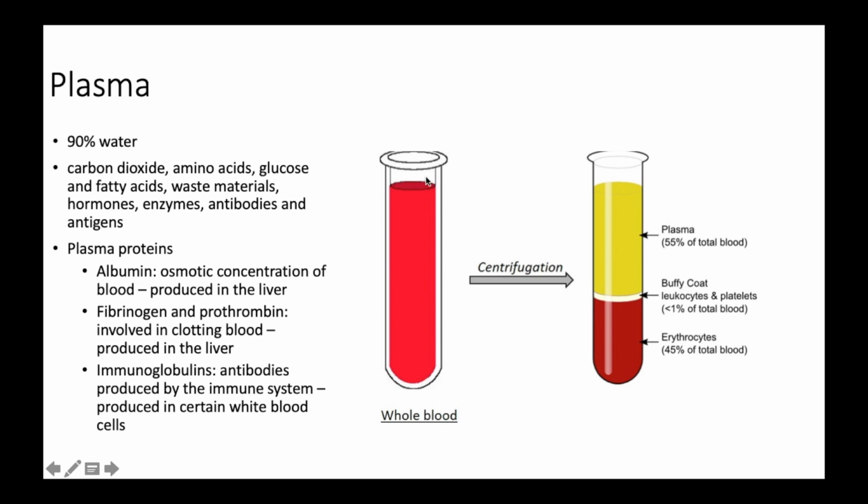So this is whole blood. When we take it from the animal, if we spin it down using centrifugal force, then we're going to get a breakdown of the matrix or plasma, which is roughly 55% of the total blood volume. We get a buffy coat, which is a very thin layer of leukocytes and platelets. And then we get this big chunk at the bottom, which are red blood cells, which is roughly 45% of total blood.